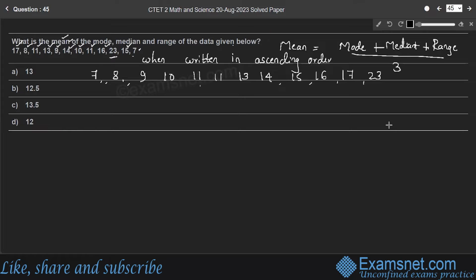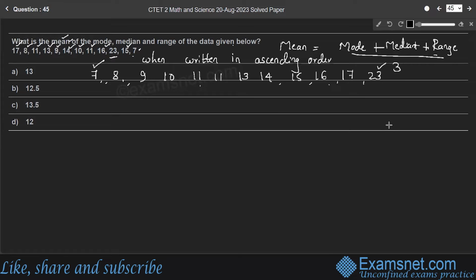So 3, 4, 5, 6, 7, 8, 9, 10, 11, 12. So there are 12 numbers, right? So here the highest value is 23. Lowest value is 7. So range of a given data is the difference between highest and lowest value, right?